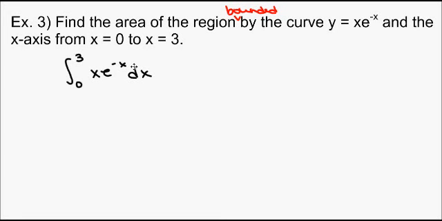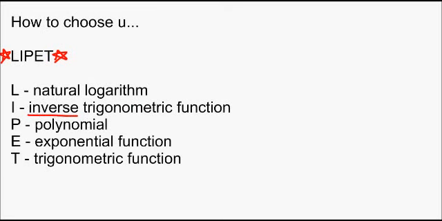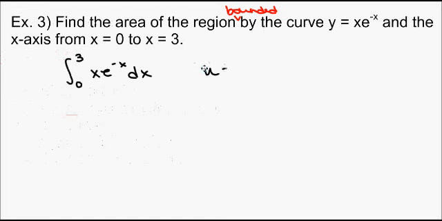Okay, and I can see here that x is not really a derivative of e to the negative x, and e to the negative x is not a derivative of x. So we're going to have to use integration by parts. So who's my u? Well, I have a polynomial function, that's x, and I have an exponential. Polynomial comes before exponential in LIPET, so I'm going to say that u equals x. And then dv is e to the negative x dx.